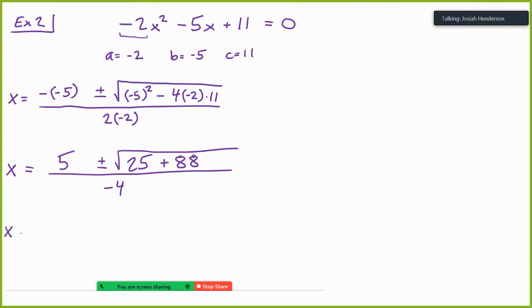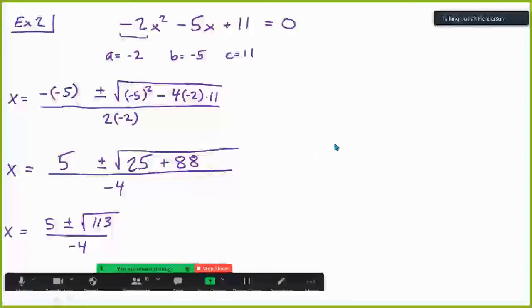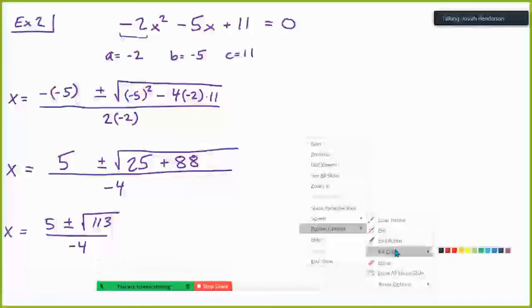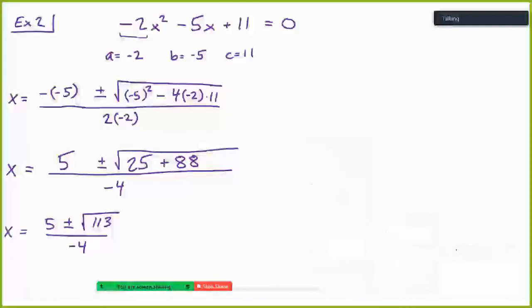So get ready. So we have 5 plus or minus square root 25 plus 88, 113. Sweet. And then it's divided by negative 4. Okay, so I'm going to change my color to differentiate what's going on. And on the right side, we're going to do our side work to break down that 113, or try to. It won't always break down, but often it will.